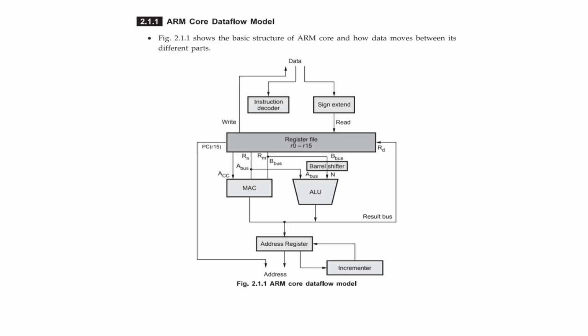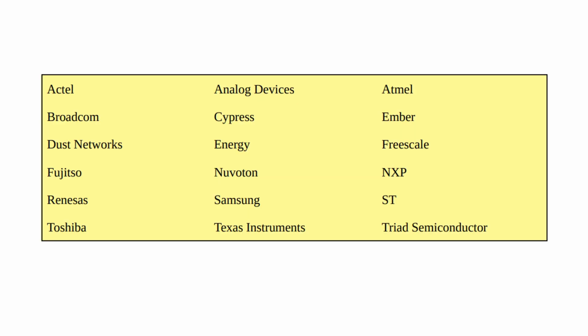And a simplified ARM core data flow model is shown here. Don't worry. Again, the diagram should be self-explanatory, where data comes in on the top. They enter or they are stored in registers from R0 to R15, total 16 registers, and then they flow to the MAC and the ALU, and they are processed. And after that, they come back to the register, and from the register, they can move back to any peripheral device that you connect it to. Again, we'll see these things in the coming videos.